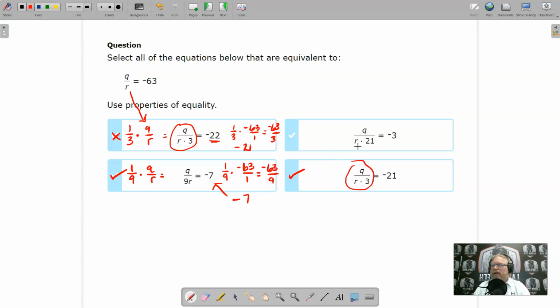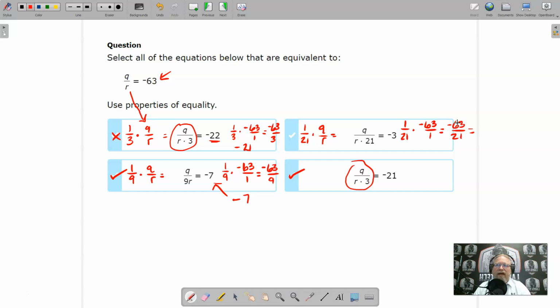On the next one here, looks like r is being multiplied times 21. Well, we would get that by doing 1 over 21 times q over r. 1 times q would be q. 21 times r would be r times 21. So we're multiplying the left by 1 over 21. So let's multiply the right by 1 over 21. And remember, we're getting the number from up here, negative 63, and I'm making it a fraction so that I can do fraction times fraction. So I'm going to end up with negative 63 over 21.